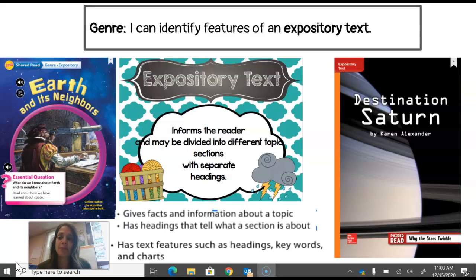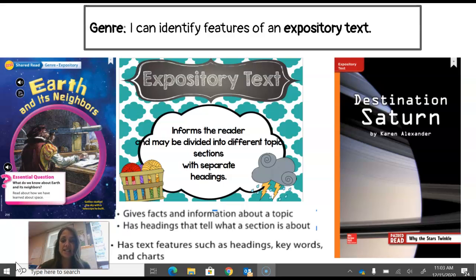So for example, this week we'll be reading Earth and its neighbors. So Earth and other planets, that's the topic. We will get to read facts and information about Earth and the other planets. Our guided reading text that you will read and record this week is Destination Saturn. So our topic is Saturn, and we will learn facts and information about Saturn.